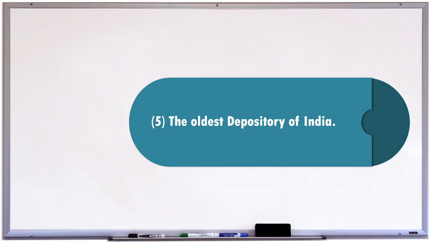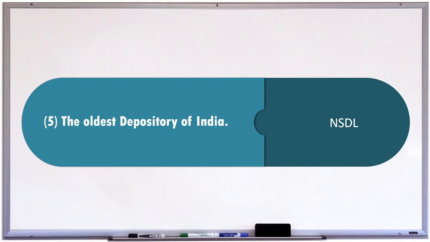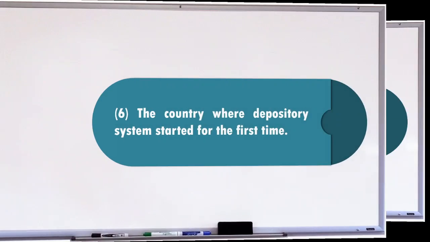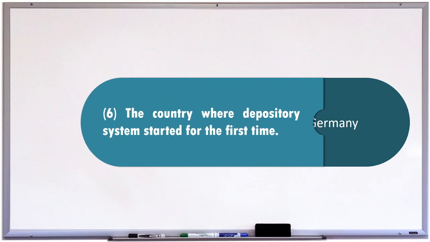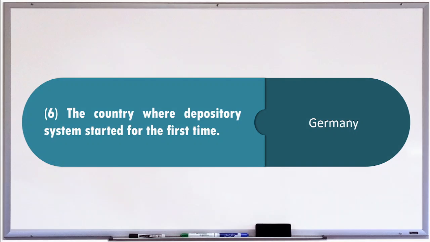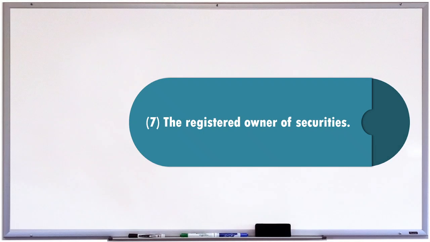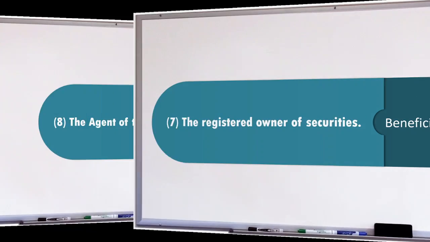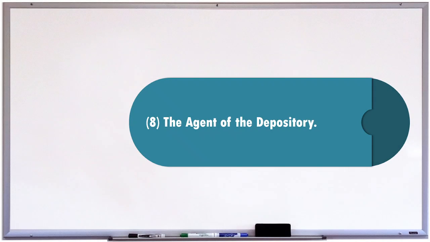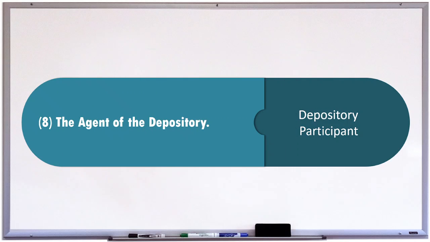5. The oldest depository of India. And the answer is NSDL. 6. The country where depository system started for the first time. And the answer is Germany. 7. The registered owner of securities. And the answer is beneficial owner. 8. The agent of the depository. And the answer is depository participant.